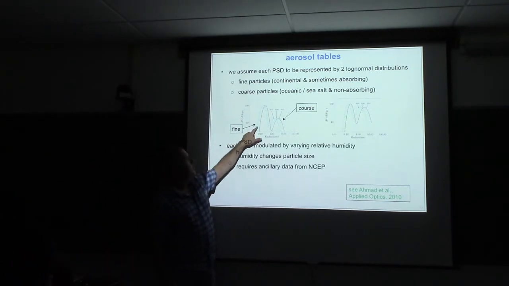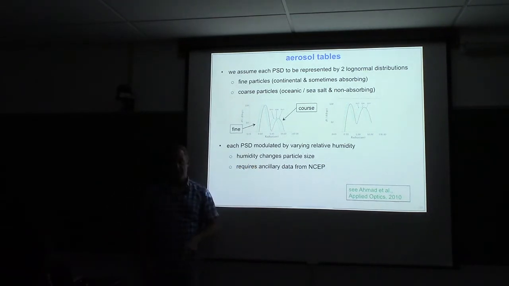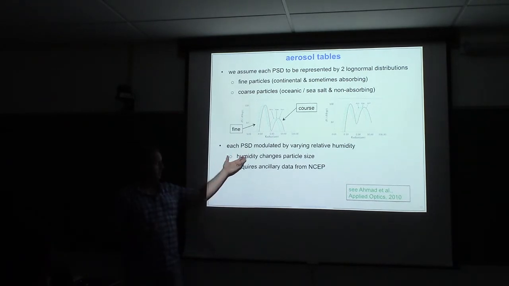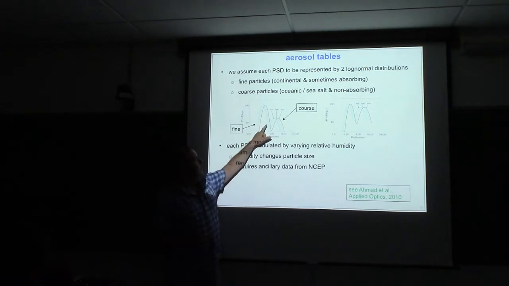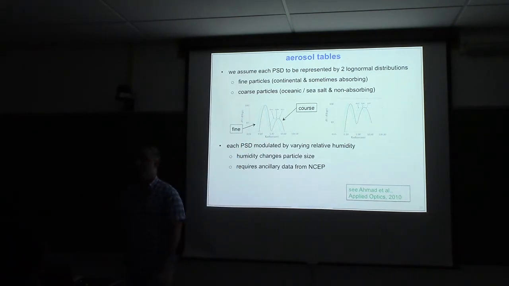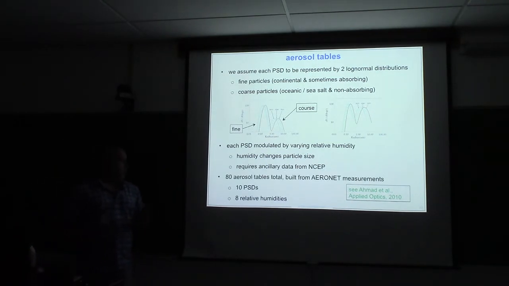Now, you'll notice that there are multiple colors in each of these PSDs. So relative humidity modulates the PSDs, because you would think intuitively humidity is going to change your particle size. So for each of these models, they are defined for a series of different relative humidities. How do we know relative humidity? Well, we go back to ancillary data. In this case, it's another NCEP product that we use. Currently, there are 80 aerosol tables in the system for our standard atmosphere correction. There are 10 particle size distributions, and for each of those, there are 8 relative humidities.